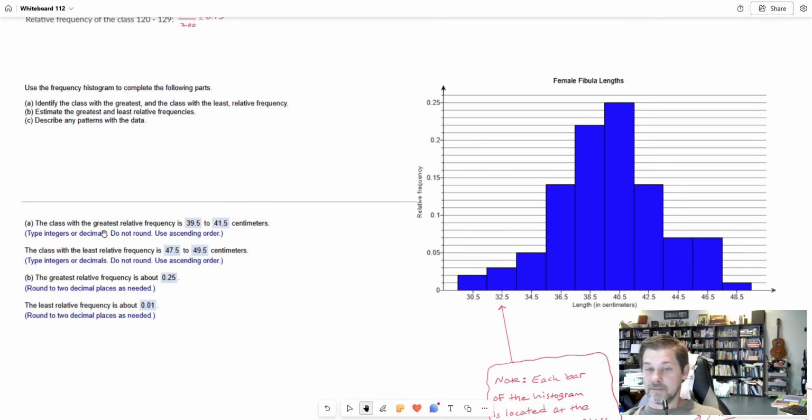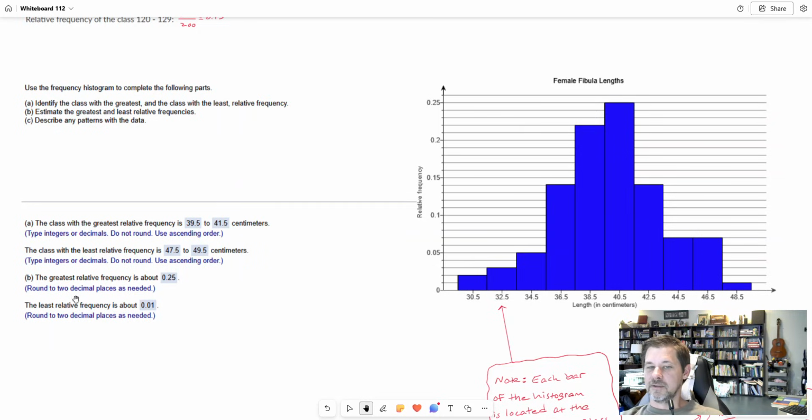Okay, what's the greatest relative frequency? Well, that's the tallest bar, the actual biggest relative frequency. Let's see, it goes over to 0.25. Okay, that means 25% of the data fell from 39.5 to 41.5. The relative frequency being 0.25 means 25% of the data fell within this range.